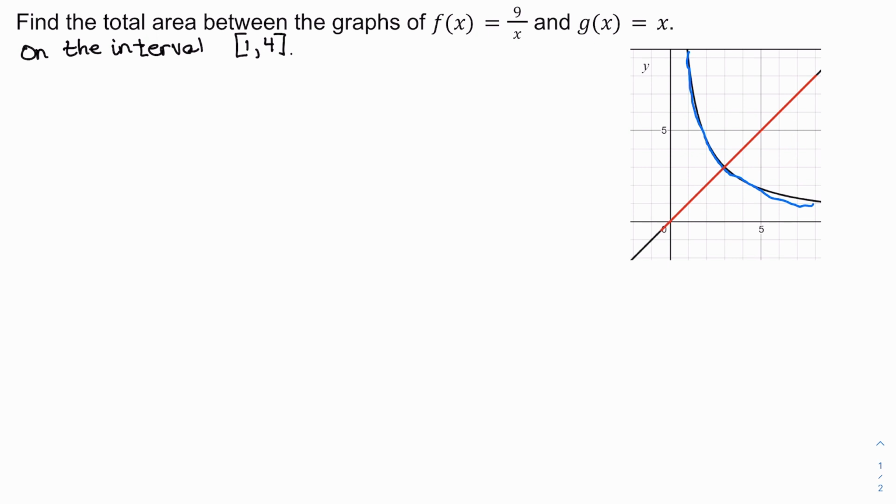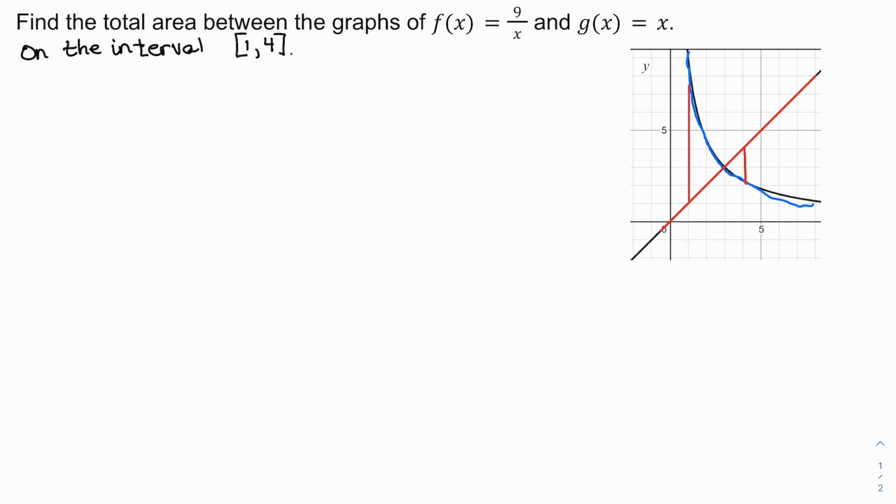And on the interval from 1 to 4, we're going to graph vertical lines at the endpoints of that interval between the curves. So at x equals 1, we will draw this vertical line, and then at x equals 4.